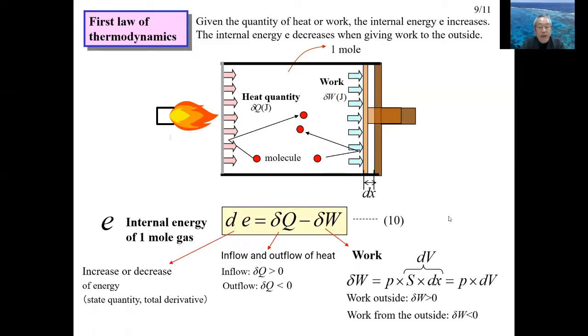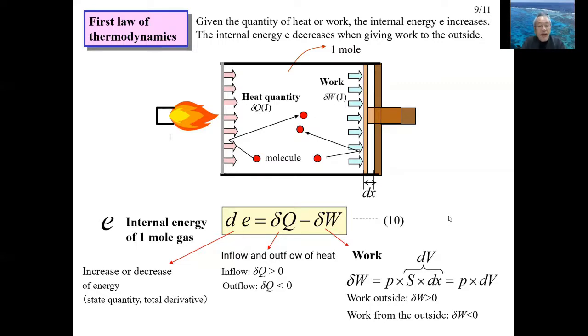Needless to say, the inner pressure is always positive. If the gas does work against the outside, that is, if the piston moves to the right, then dV is positive, and so delta W is positive. Conversely, when the piston moves to the left, the gas receives work from the outside. In that case, dV is negative and delta W is negative. The figure on this slide is the case when the gas gives work to the outside.